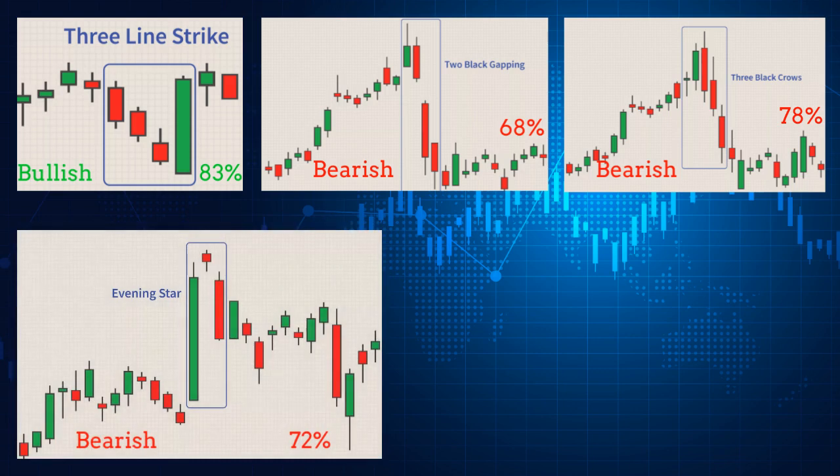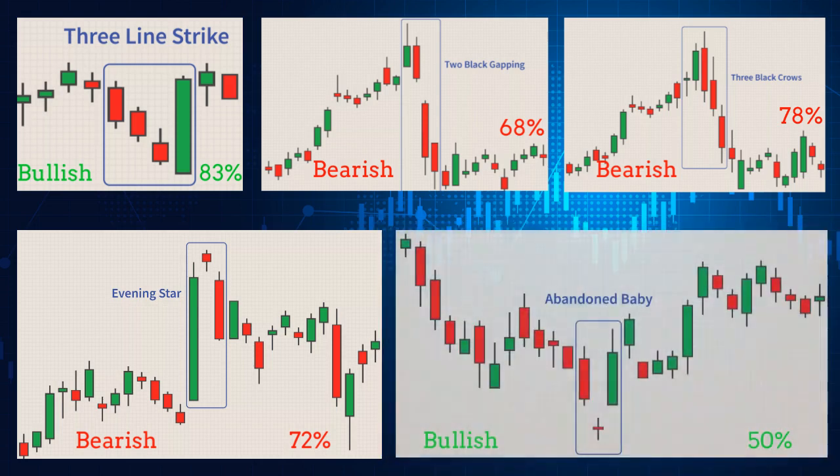Evening star. This bearish pattern starts with a tall green bar that carries an uptrend to a new high. The market gaps higher on the next bar, but fresh buyers fail to appear, yielding a narrow range candlestick. A gap down on the third bar completes the pattern, which predicts that the decline will continue to even lower lows with a 72% accuracy.